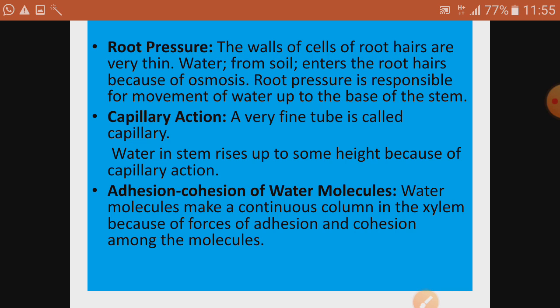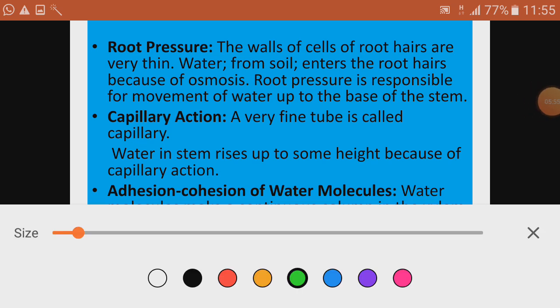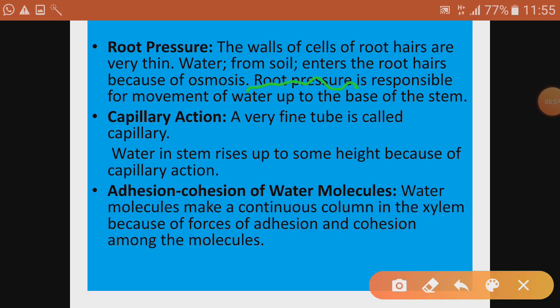Now what other factors are responsible? What are the other factors that are responsible for the upward movement of water? So root pressure can be considered for the smaller plants. Okay, so root pressure is for the smaller plants. Now other factors for ascent of sap are capillary action, adhesion and cohesion theory, and very important is transpiration pull.